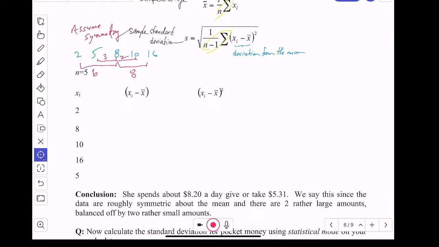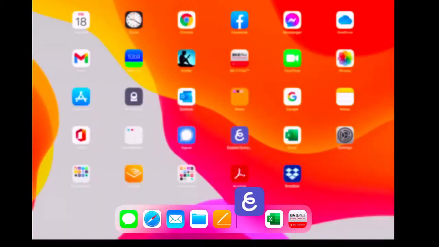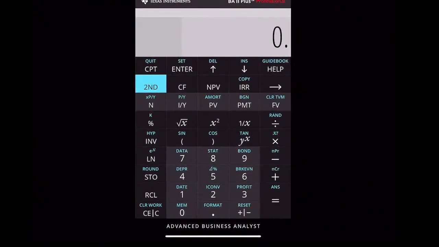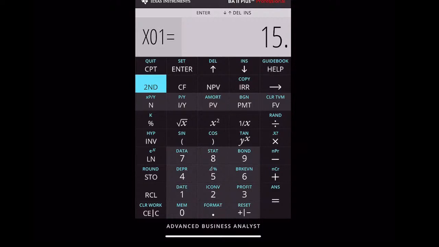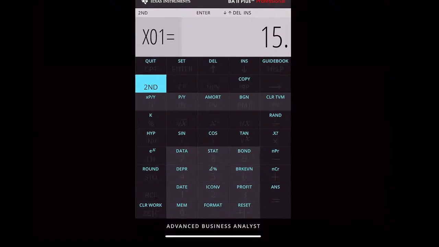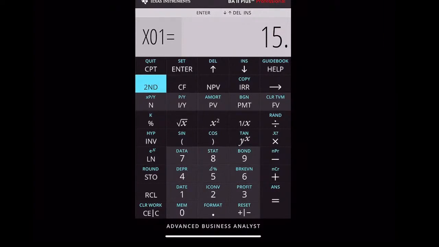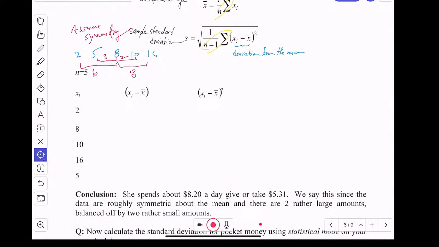To get the average, we use our calculator in stat mode. Now, depending on what calculator you have, I'm going to use my TI BA II Plus. In this calculator, there's a key, and I already have information in there. If you hit second data, it activates stat mode. Depending on the calculator you have, activate stat mode. In this case, I have to clear the worksheet. And I begin to enter the values. So it's 2, 8, 10, 16, 5.